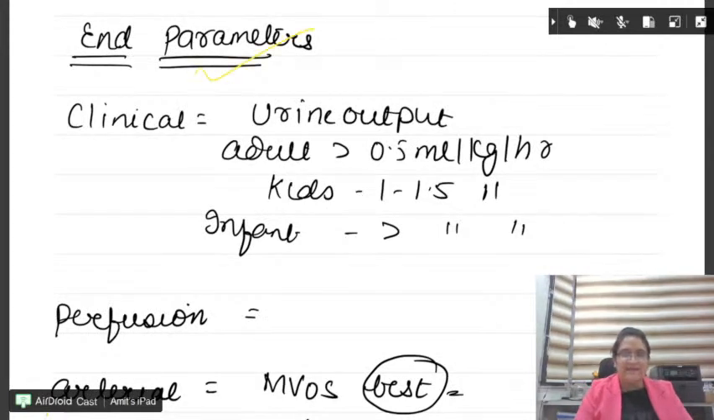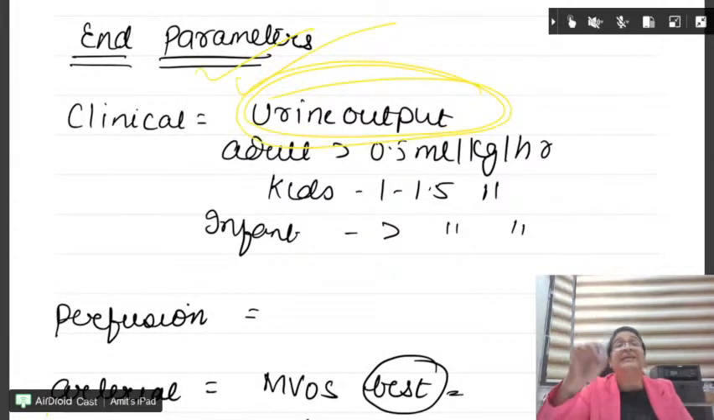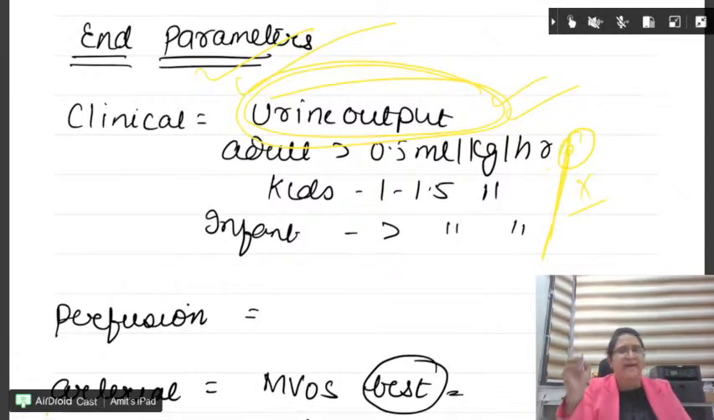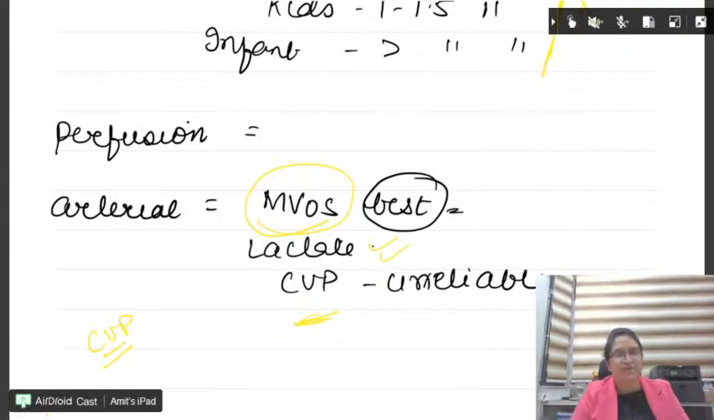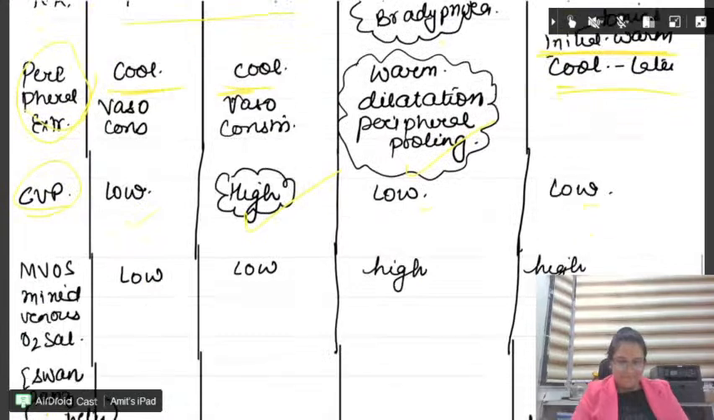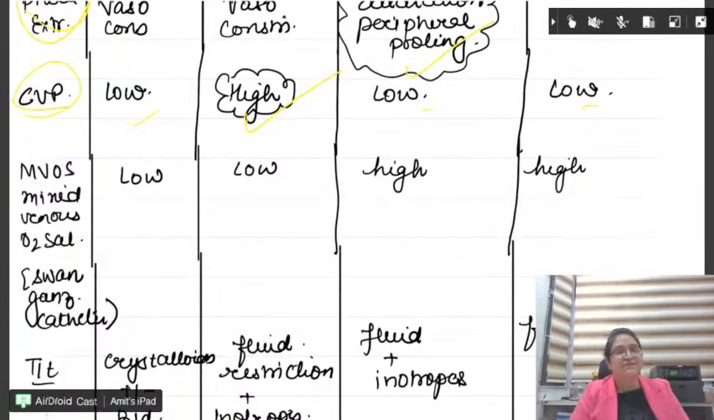Okay. Next, this I am just revising. End parameters are first important, best clinical: urine output. Once you have learned this, maybe then you will learn this other information, otherwise not required. Because for us, urine output is going to come in the question. Next is perfusion and arterial MVOS. That is the best. Yes, lactate also we do. CVP is central venous pressure. MVOS is mixed venous oxygen saturation.